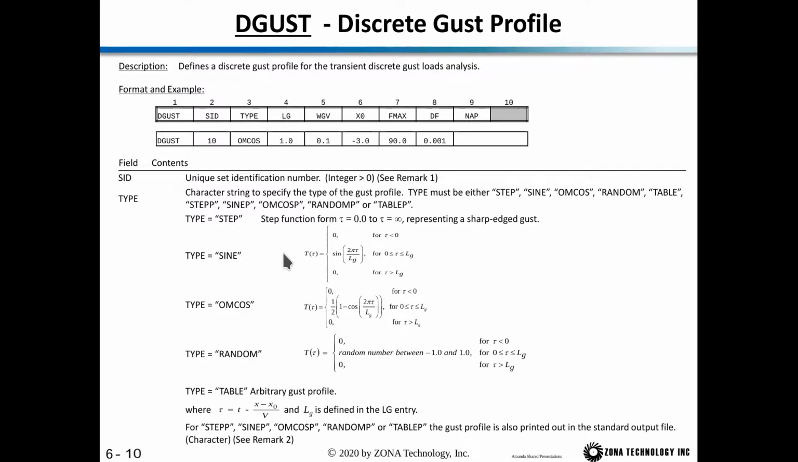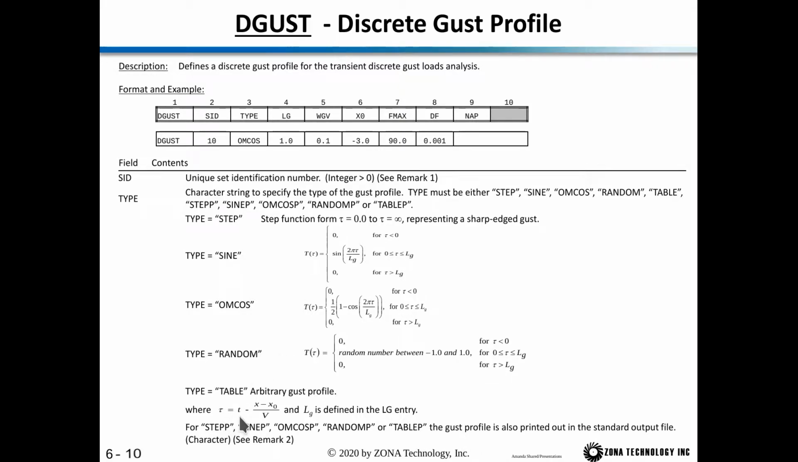It's not continuous, whereas the 1 minus cosine is continuous in the time derivative of the input signal. Next, we have the random type, where the discrete Gust is a random number between -1 and 1 when tau is between 0 and Lg. And then next we have type equals table, where we have an arbitrary Gust profile where the user can define what that Gust profile is.